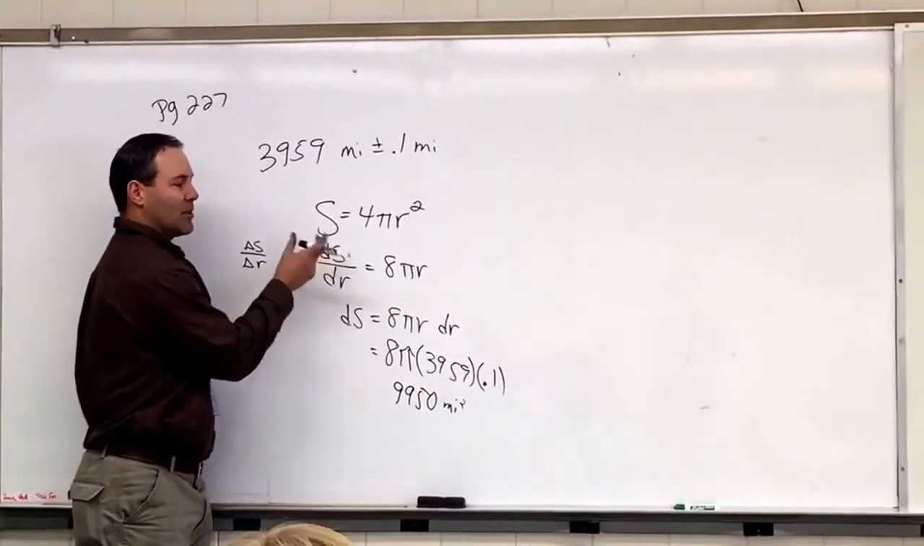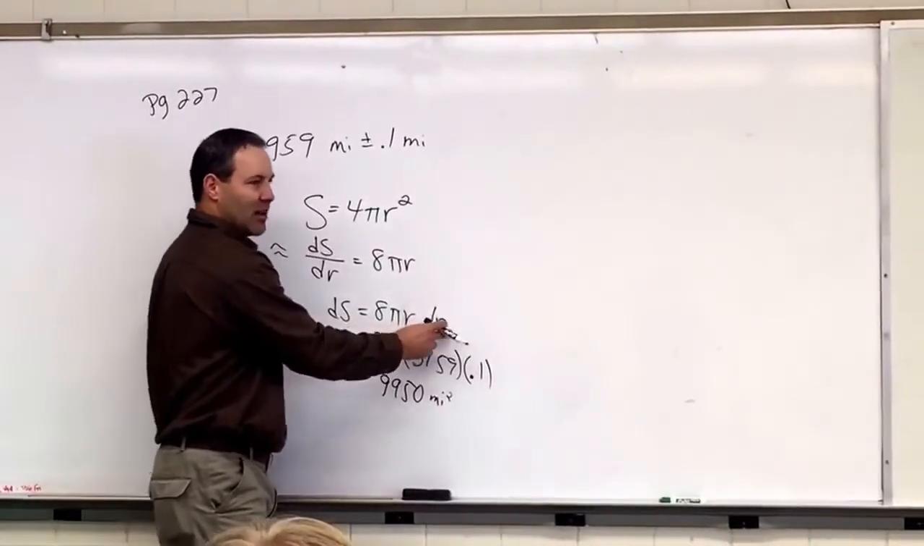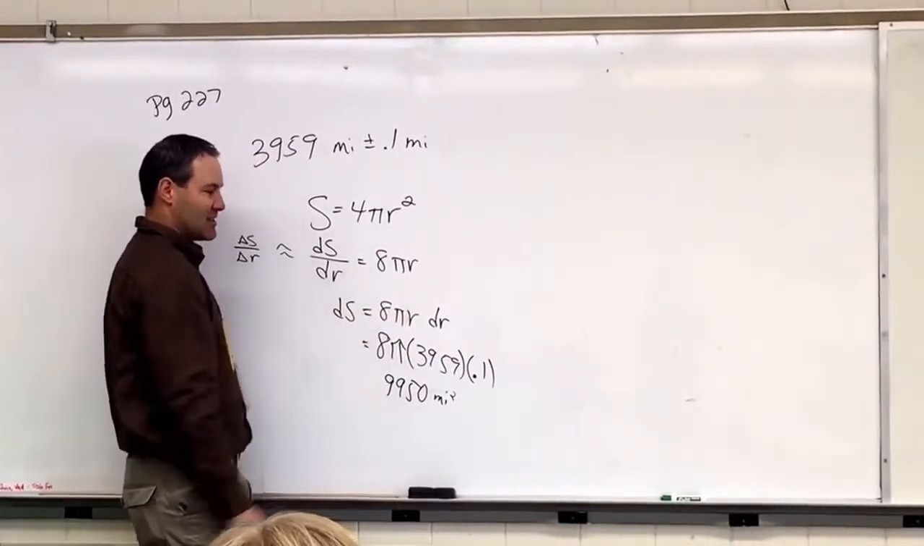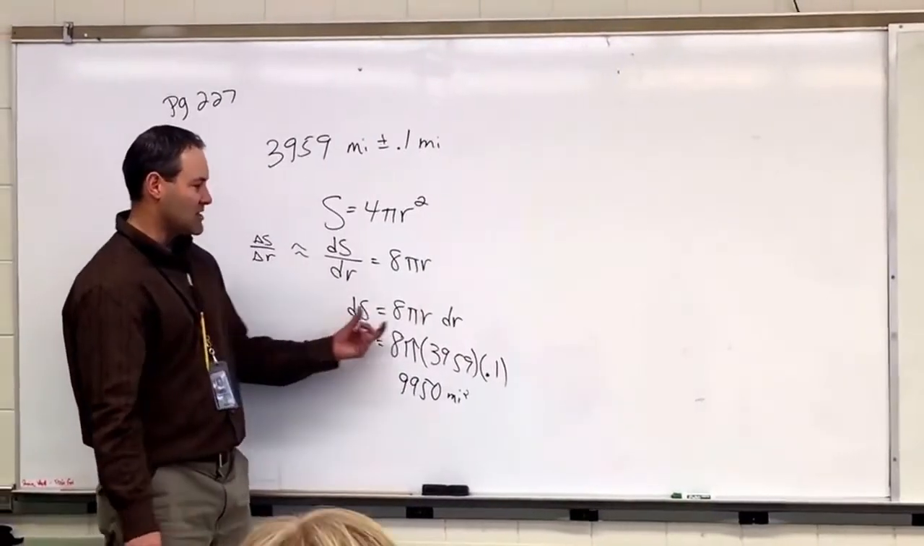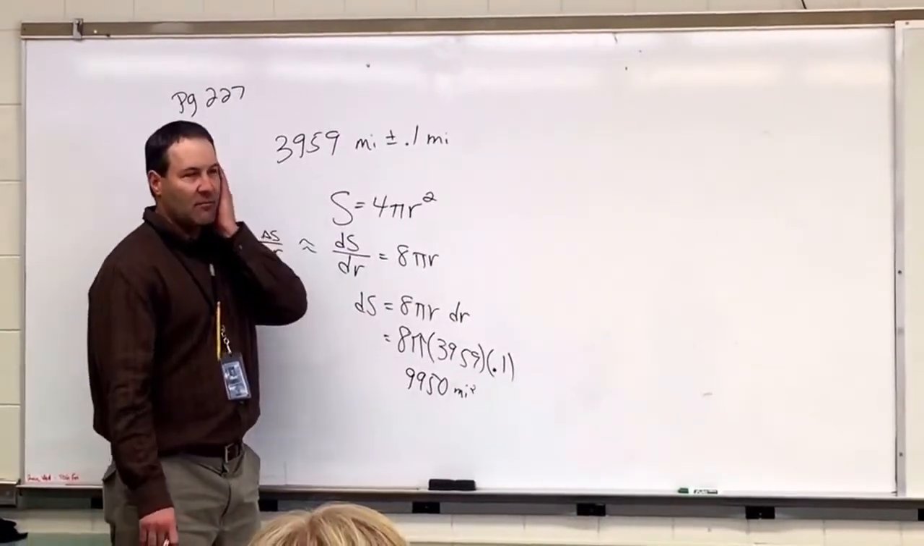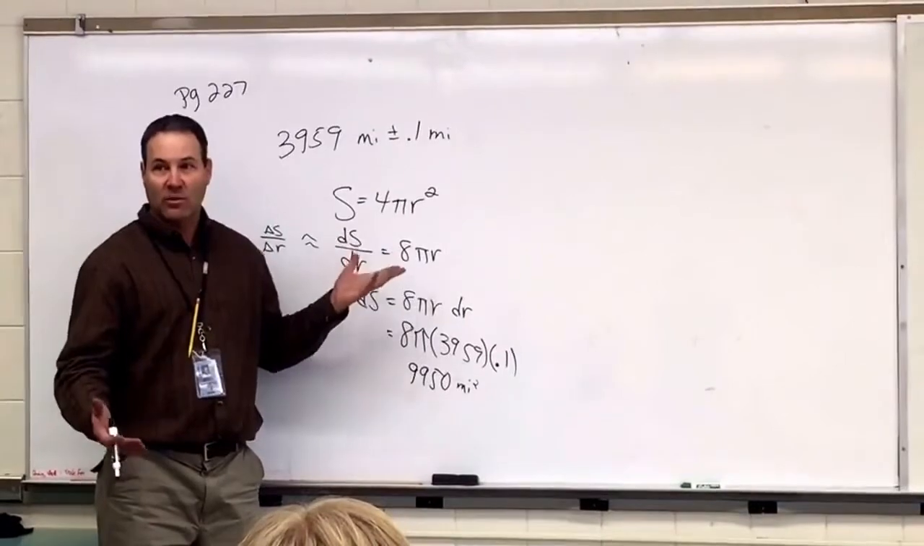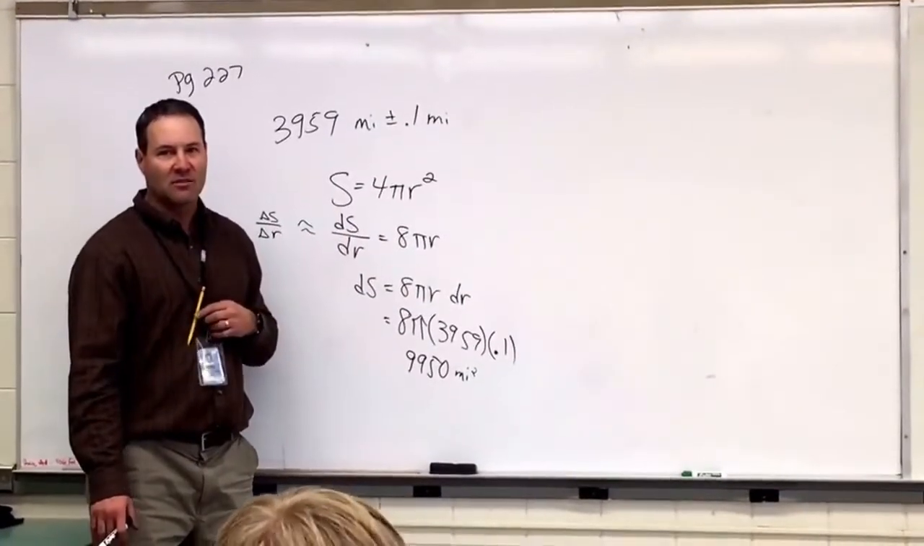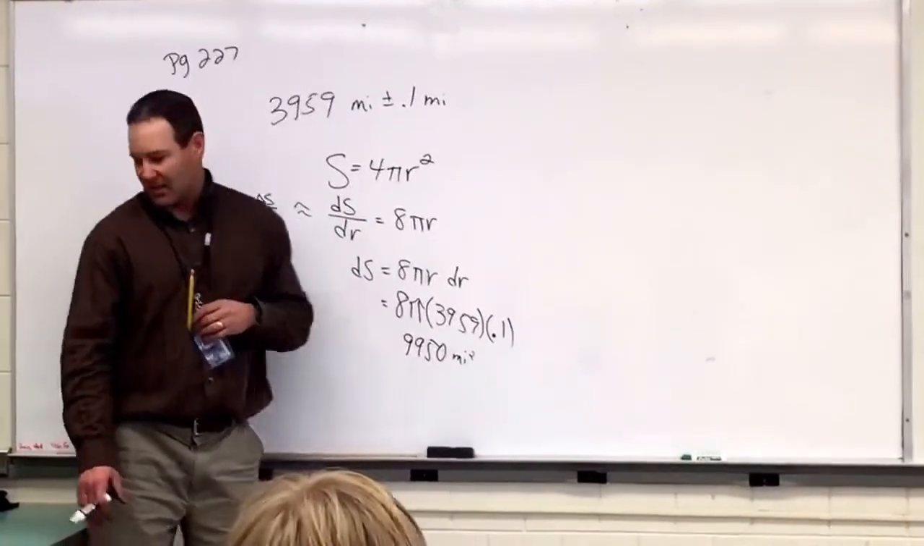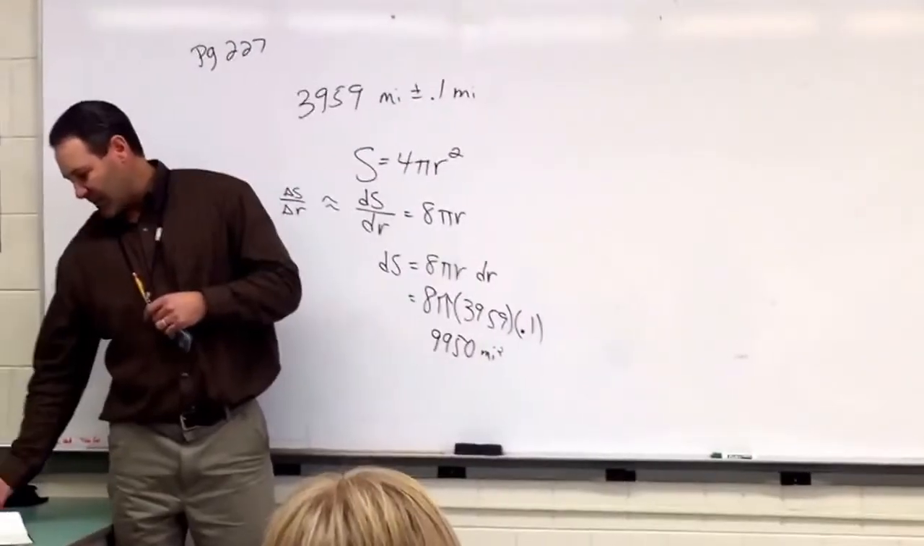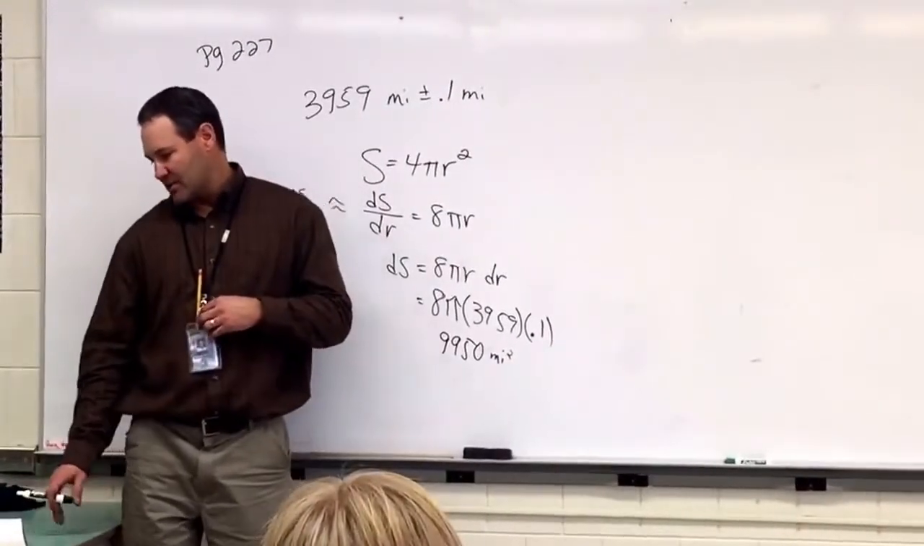Okay, so these are called differentials. A dr is a differential, ds is a differential. It's just the change in s, the change in r. Okay, we can do that, right? Find the derivative, plug in what we know. Pretty easy. It gets a little more difficult in example 11, determining the tolerance.